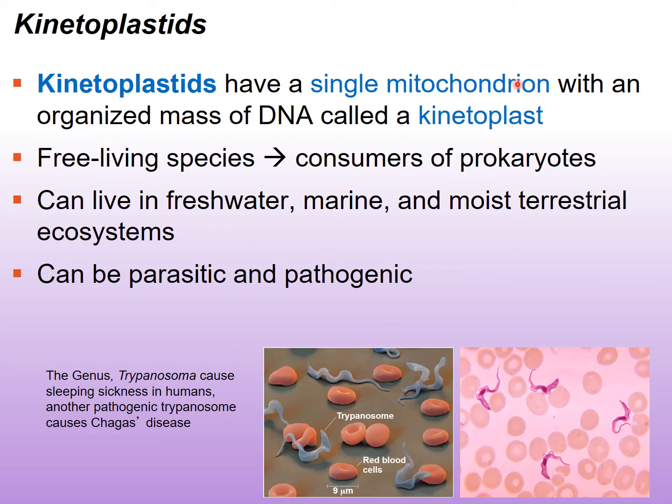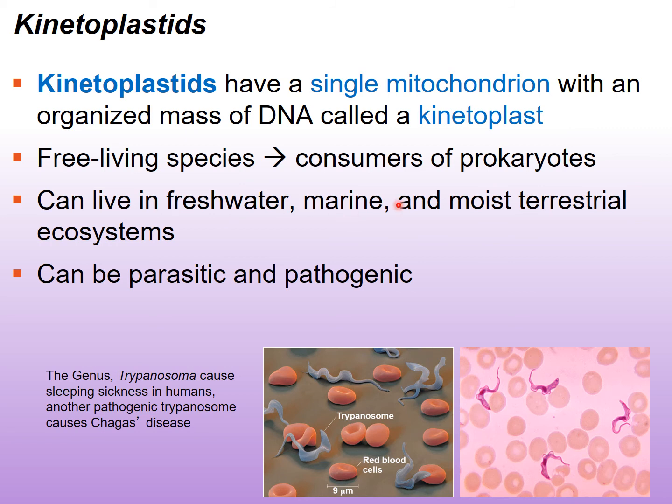Okay, so let's talk about the Kinetoplastids. The Kinetoplastids are quite interesting. They have one single mitochondrion. Now, you might think that all cells have one mitochondrion. No, that's not actually true. They have hundreds sometimes of mitochondrion. But this particular organism has only one mitochondrion with a mass of DNA that's inside it called the kinetoplast.